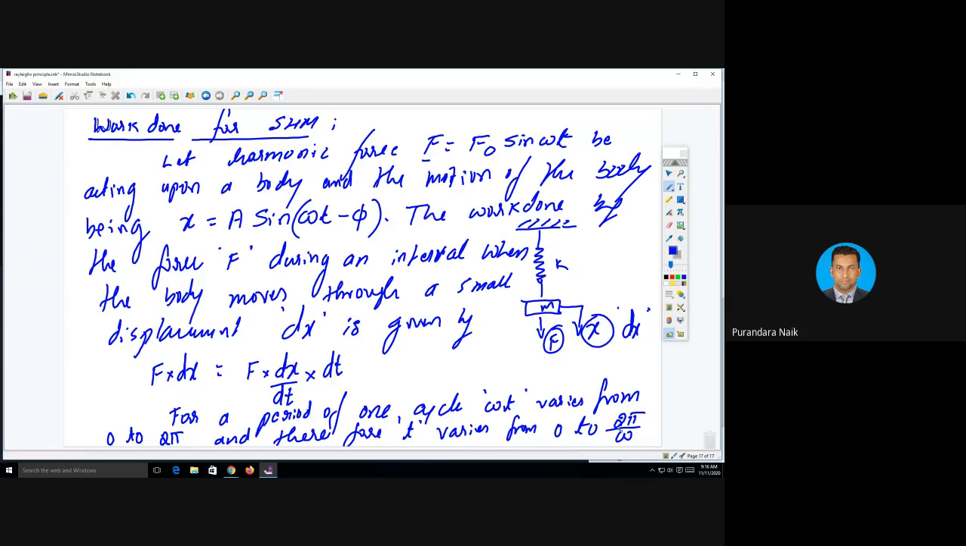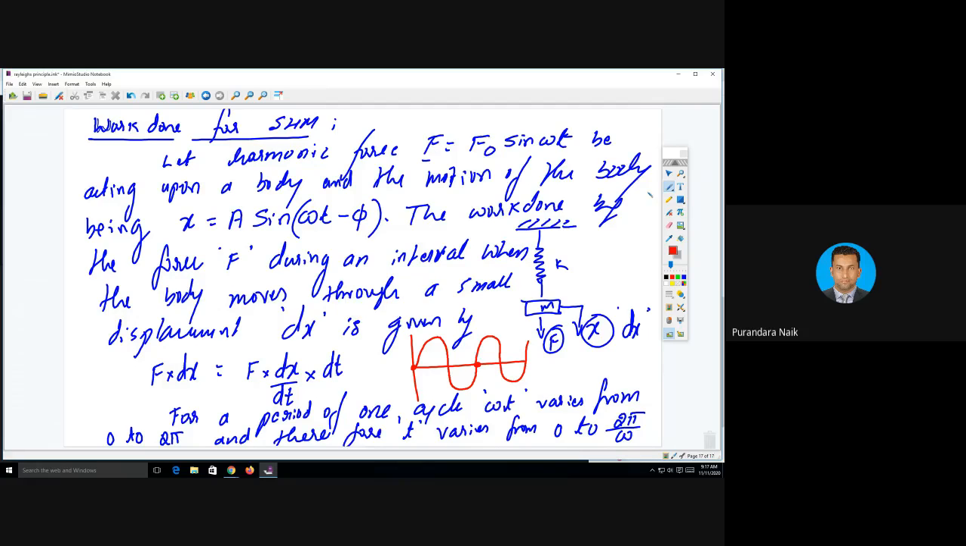Copied? The last sentence. Okay, here for a period of one cycle. What do you mean by one cycle in a SHM? See, look at this. We have a simple harmonic motion. So let us consider phi is 0, okay? The curve is like the simple harmonic motion, right? Continuous. One cycle is nothing but from here to here. It is one cycle. Right?